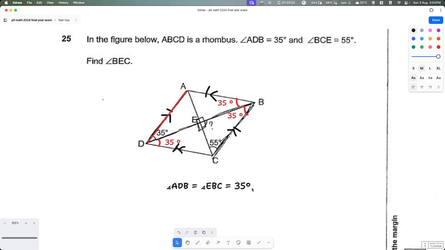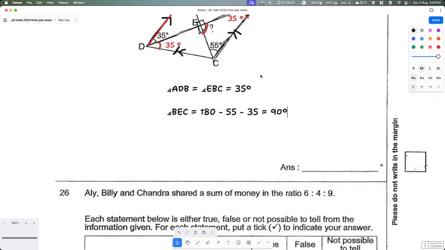So from here, angle BEC, which is this angle that we want, is basically 180 minus 55 minus 35, which is 90 degrees. So the answer is 90 degrees. 55 plus 35 is 90. Okay, let's move on to the next question.